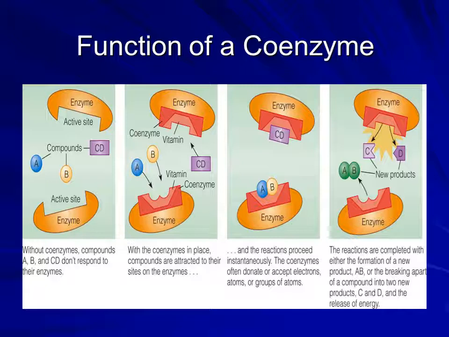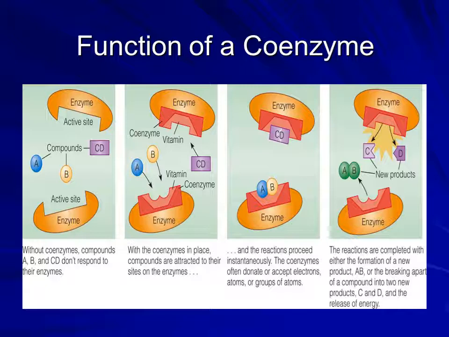With the coenzyme in place, compounds are attracted to their site of the enzyme. إذا الكوإنزيم راح يجهز السايت حتى يرتبط الكومباوند بالكوإنزيم وبالتالي يرتبط بالإنزيم. And the reaction proceeds instantaneously. The coenzyme often donate or accept electron, atoms or groups of atoms. إذا الرياكشن يعني يتم بوجود الكوإنزيم، والكوإنزيم either donate or accept electron.